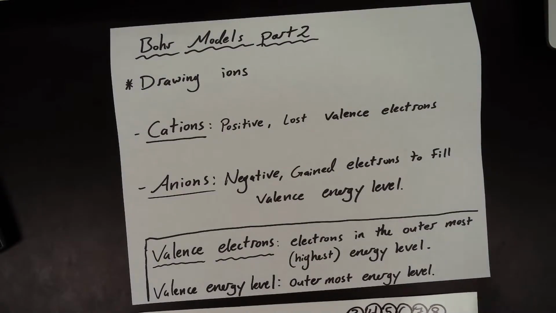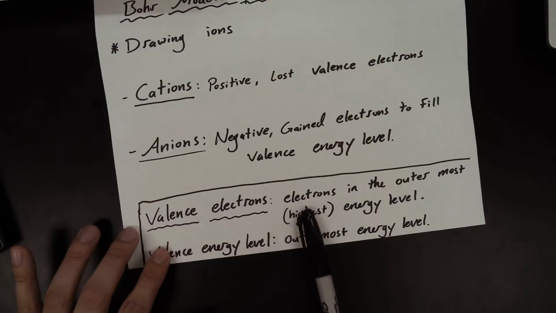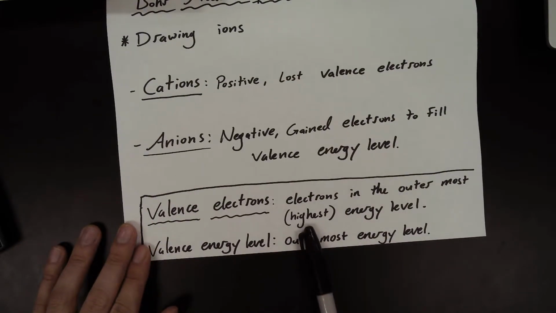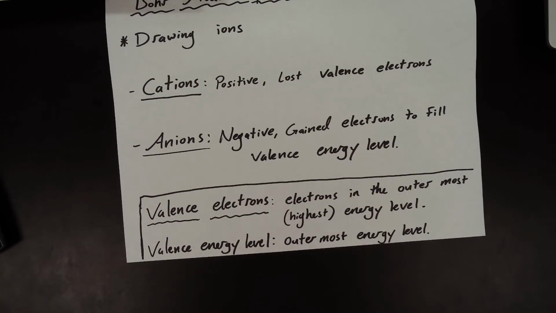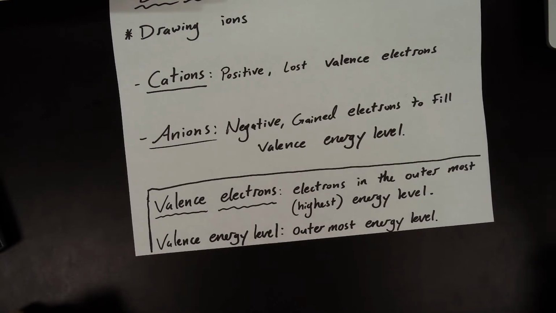Okay, here let's check out these vocab words: valence electrons and valence energy level. The valence electrons are electrons in the outermost or the highest energy level. And the valence energy level is the outermost energy level. So the valence electrons reside in the valence energy level.